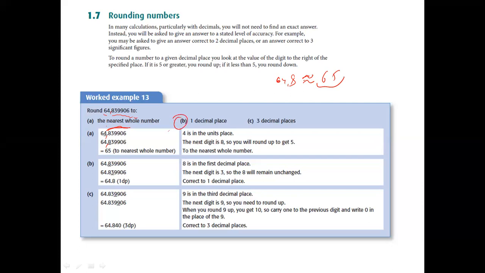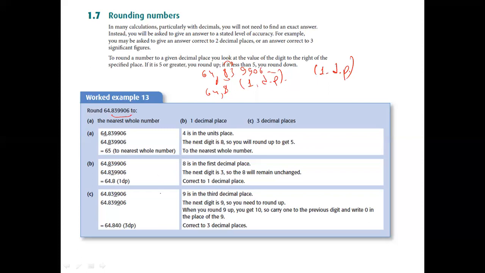And option B, 1 decimal place. What does it mean, 1 decimal place? It's also about after the point. 64.839906. So we need 1 decimal place. Close this side and look at the right side of the point. And after 8 is 3. So 3 is less than 5. That's why it's not changing, just 64.8. It means 1 decimal place. So instead of 3, it was maybe 5, the answer was 9.